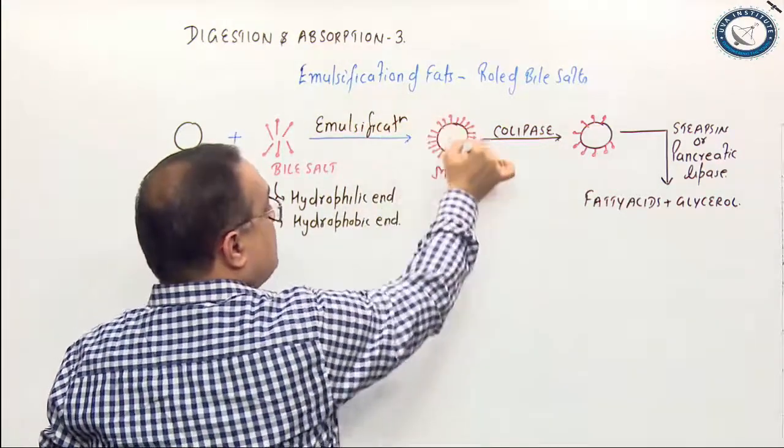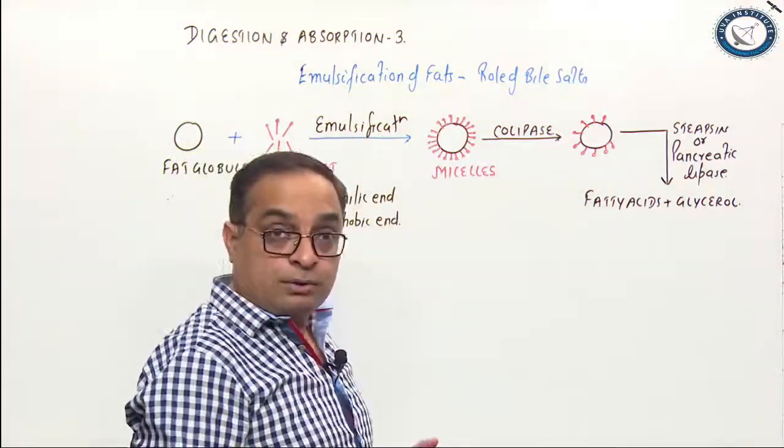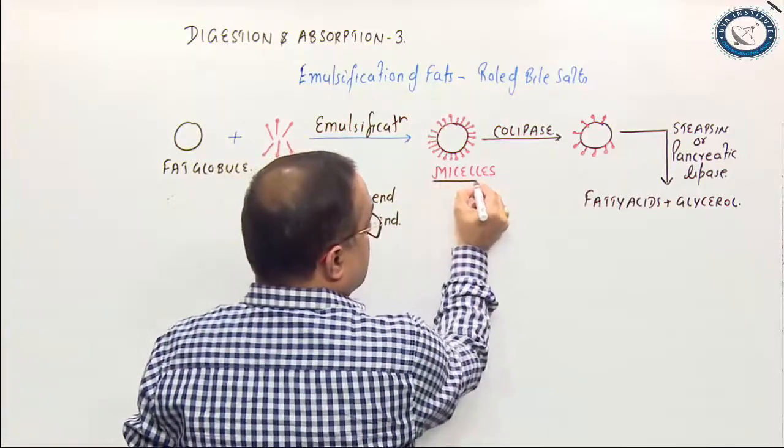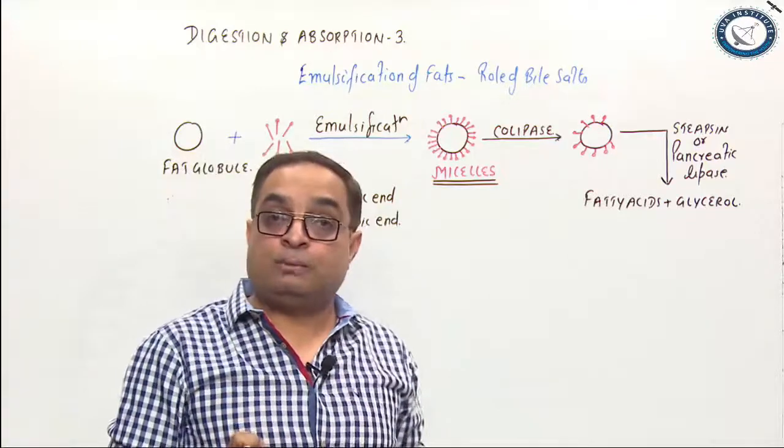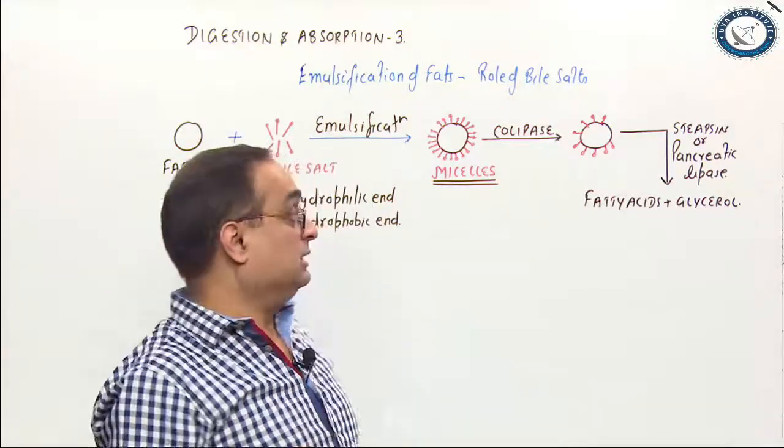So, bile salts form a layer around the fat globule to produce micelles. If you are asked the question, what are micelles? Micelles are the fat globules coated with bile salts.